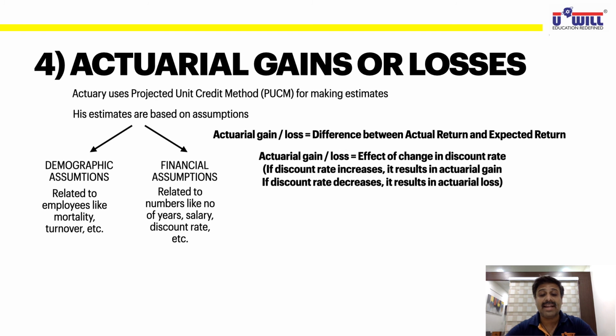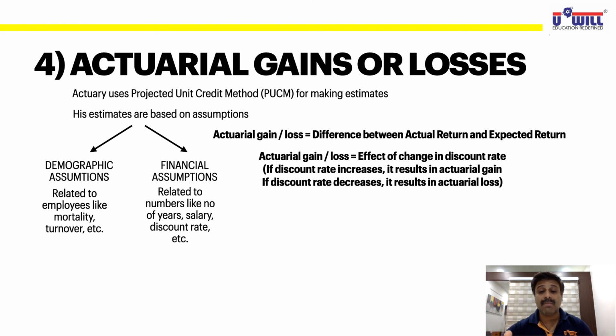Another way of finding actuarial gain or loss is the effect of change in discount rate, because investment rates keep on changing due to RBI regulations. If discount rate increases, it will result in actuarial gain, because we expected lesser return and we will get more return. If discount rate decreases, it results in actuarial loss, because we expected more interest but we got less return, so it is our actuarial loss.